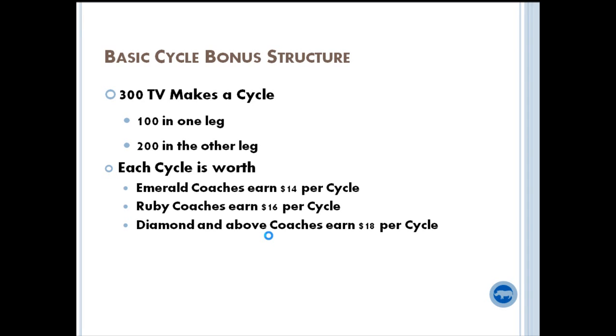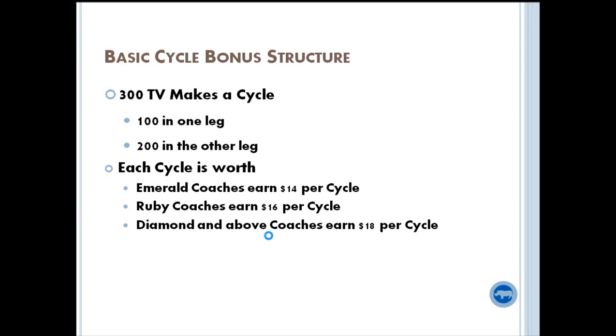Let's talk about how the cycle bonuses work now that you're at Emerald. Every time you get 300 TV, which is team volume, you get a cycle. How that works is, every time the computer sees you have 100 points of team volume in one leg and 200 in the other leg, it gives you a cycle. It continues to eat away at whatever volume you have to give you cycles until there's not enough to make another full cycle. Everything that's left over that's not a full cycle's worth is rolled over to the next month. I'll show you an example of that in a second.